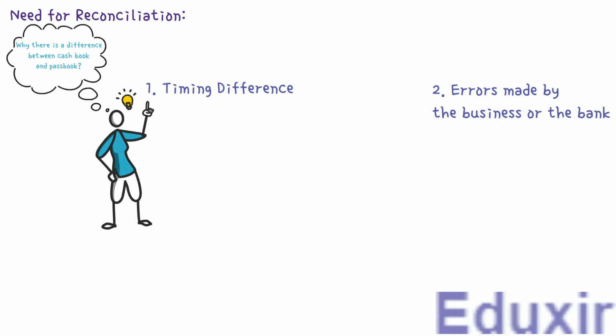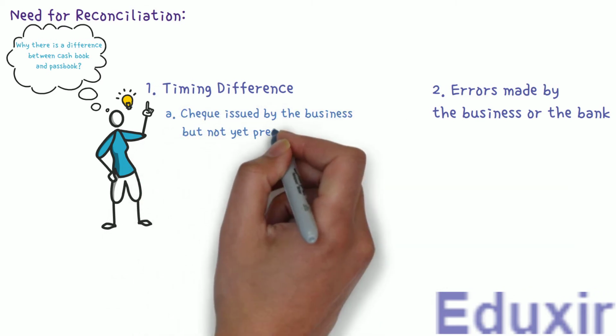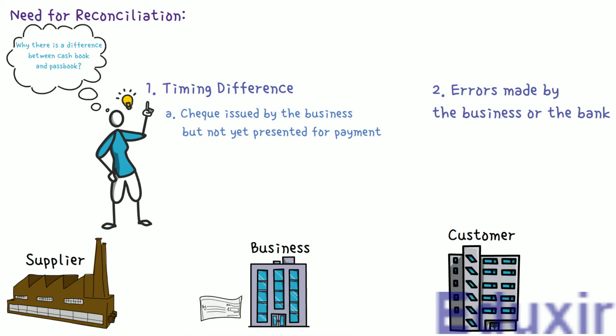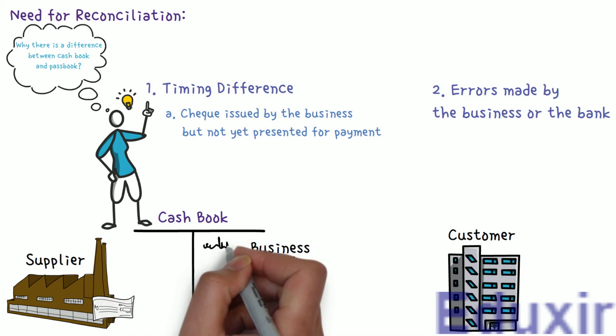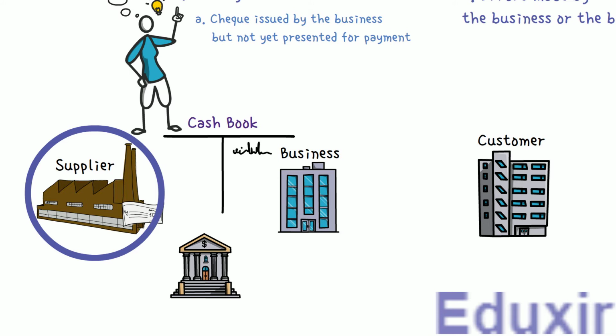Few reasons of the timing difference are check issued by the business but not yet presented for the payment. When the business issues a check to the supplier or creditor, they are immediately entered on the credit side of the cash book. The supplier or creditor has to encash this check by presenting it in the bank. In some cases, the creditor or supplier may not present the check immediately in the bank. So, when the bank statement is received by the firm, as the check is not yet presented by the supplier, this will not be there in the bank statement.